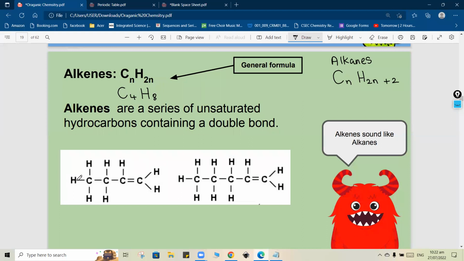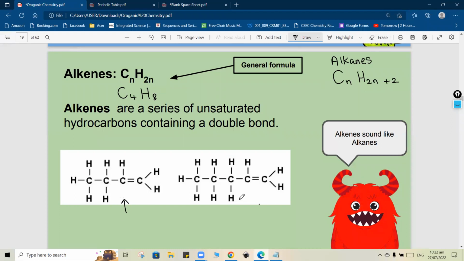Let's count up the hydrogens and see if we really have 8. 1, 2, 3, 4, 5, 6, 7, and 8. So it is correct, right? The formula is correct. Do you all think you all can help me name these 2 alkenes?